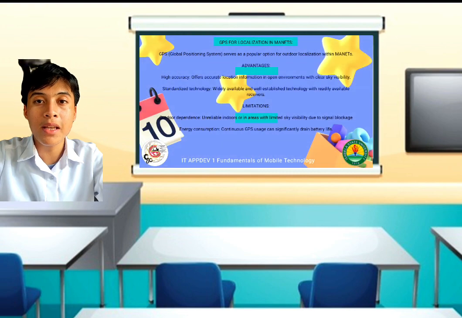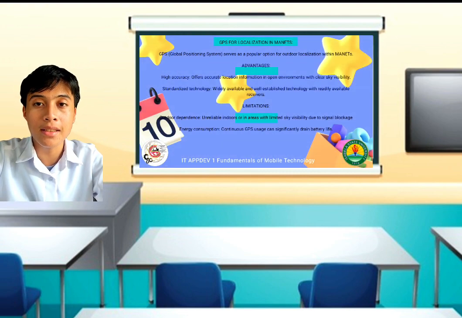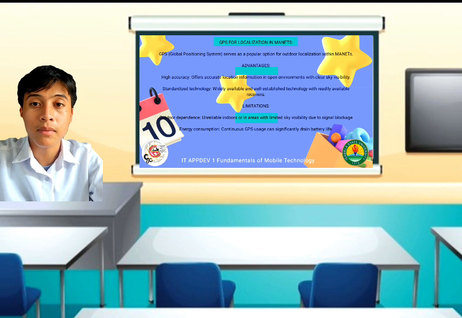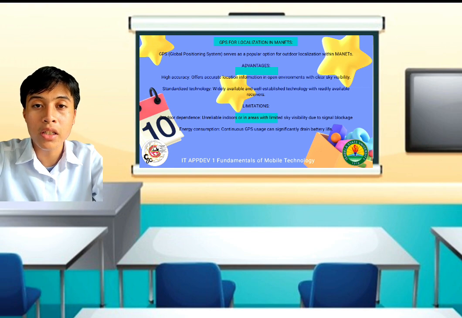There is also GPS for localization in MANETs. The Global Positioning System serves as a popular option for outdoor localization within MANETs. The advantages are high accuracy, as it offers accurate location information in open environments with clear sky visibility. Next is standardized technology: widely available and well-established technology with readily available receivers.